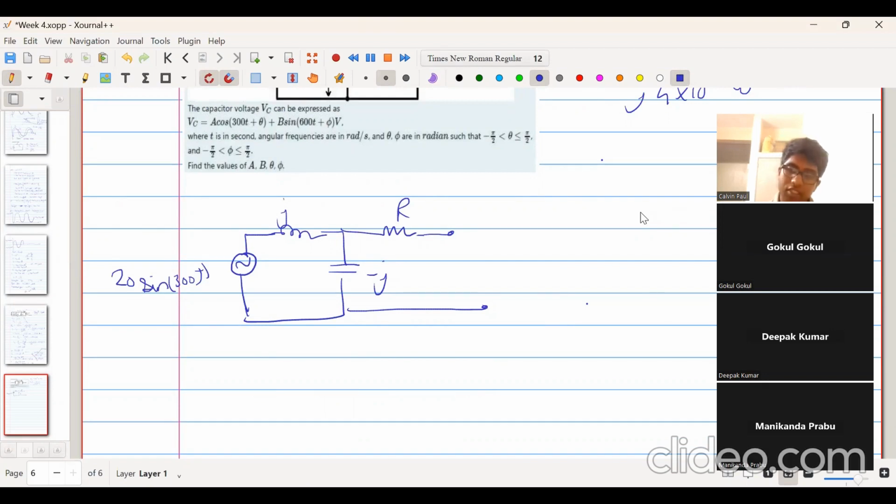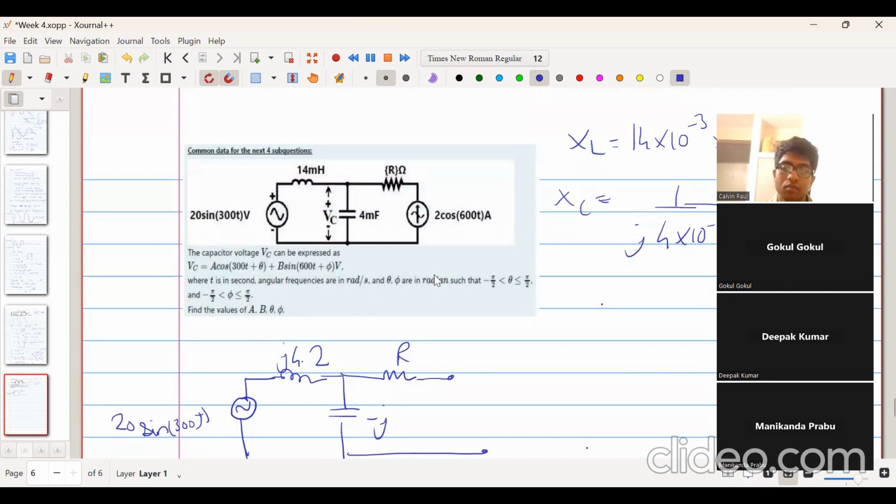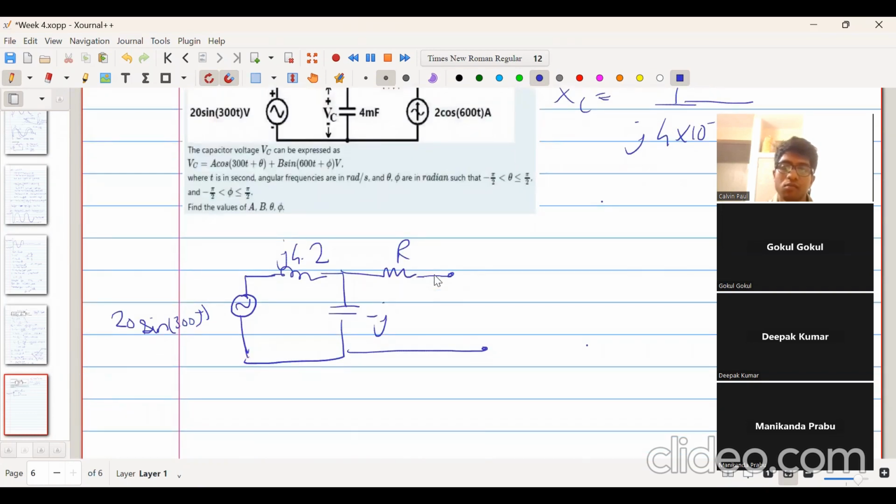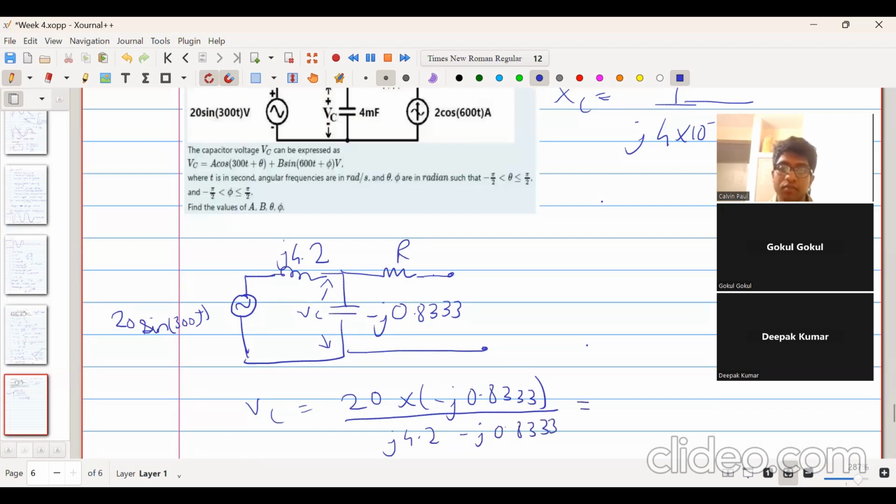Okay, so now we will continue. This j will be 4.2. Similarly, what will be the impedance of the capacitor? Minus j 0.8333. You cannot ignore those. Now we have to find the voltage VC. We can do phasor analysis in this circuit because there's only a single voltage source with a single frequency. So VC will be equal to 20 into minus j 0.8333 divided by j 4.2 minus j 0.8333, like a voltage divider. So what will this be?